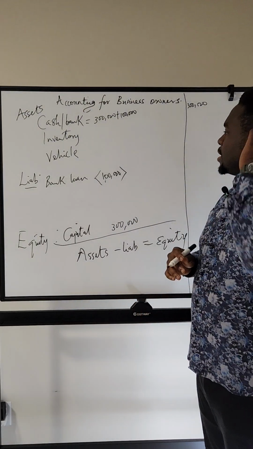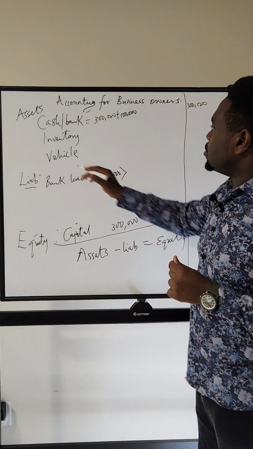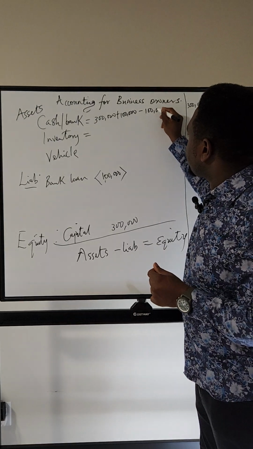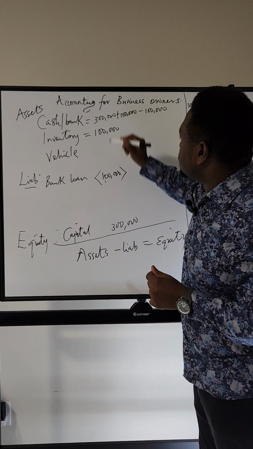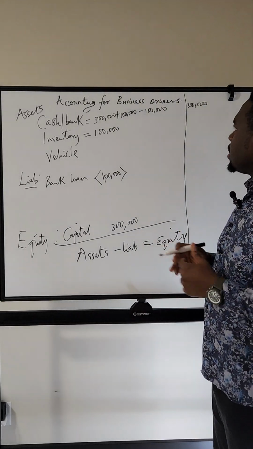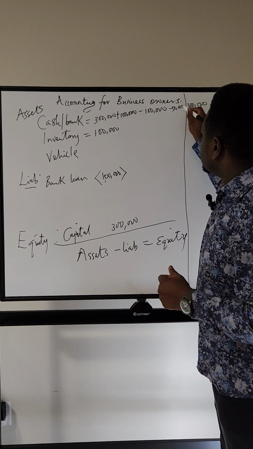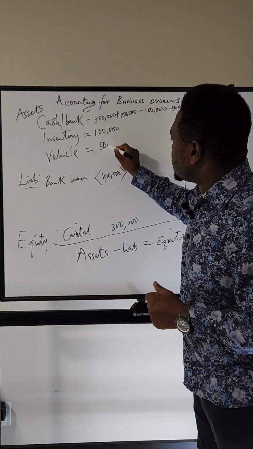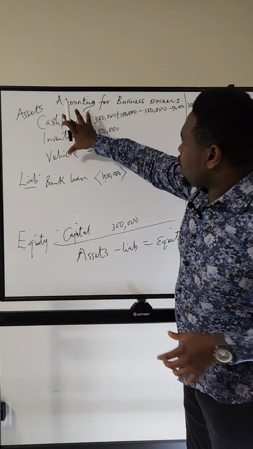Now, the next thing, let's assume you take 100,000 from your bank and you use it to buy inventory. What happens? You reduce your bank balance by 100,000 and your inventory increases by 100,000. Okay. Then let's assume you take another 50,000 from the bank and you use it to buy a vehicle. Your cash reduces, and then we record 50,000 for your vehicle. Now, these are all your assets.